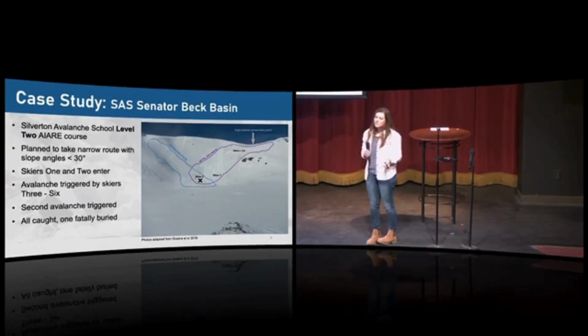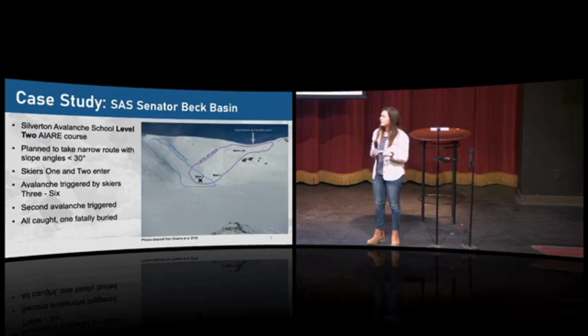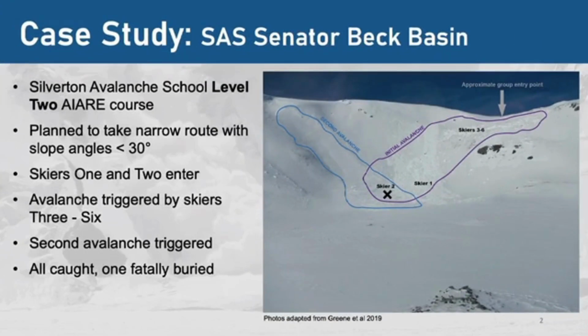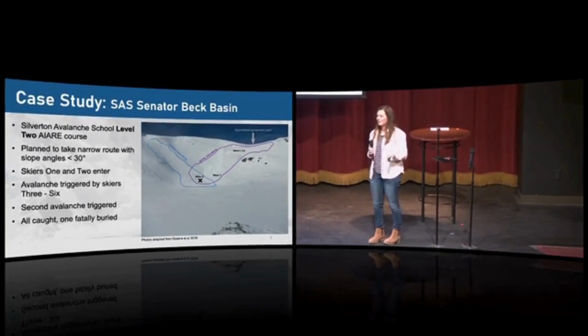But skier number 2 was buried beneath the debris of both avalanches over 2 meters deep. And when they were able to get him out, he didn't have a pulse and they weren't able to revive him. So this really struck the snow safety world, which is why a lot of you probably heard about this, because they were specifically in a class to avoid this happening.